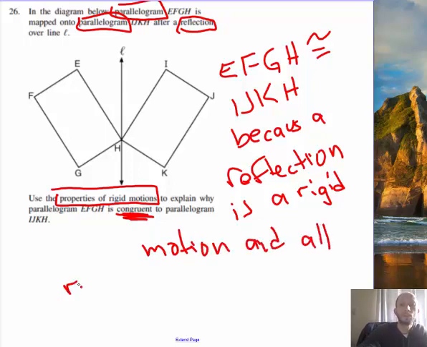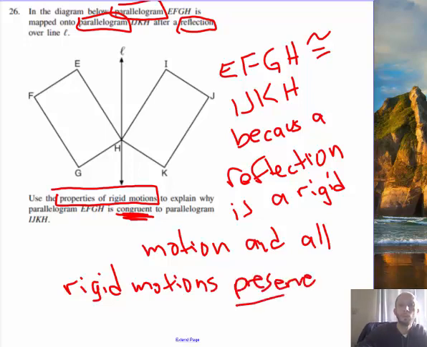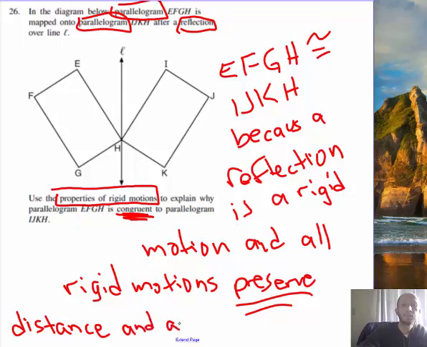And all rigid motions, and this last part is really the most important part because I'm about to get to the properties. All rigid motions preserve, keyword keeping the same, distance and angle measure. And those are the two key things that make these things congruent.